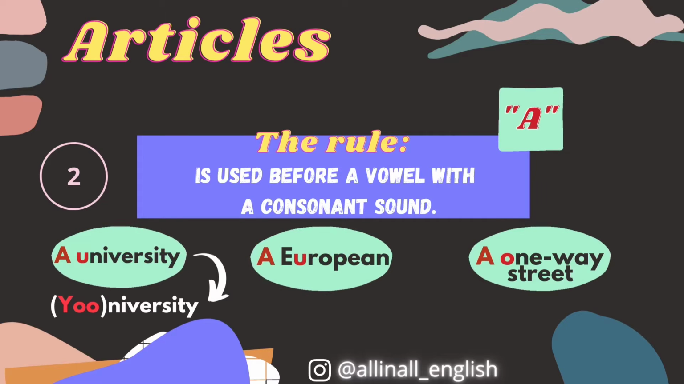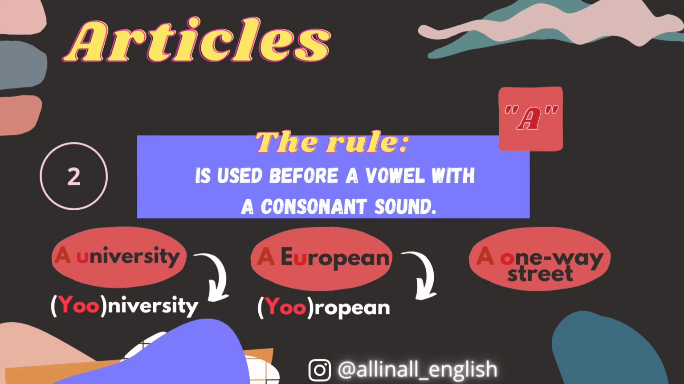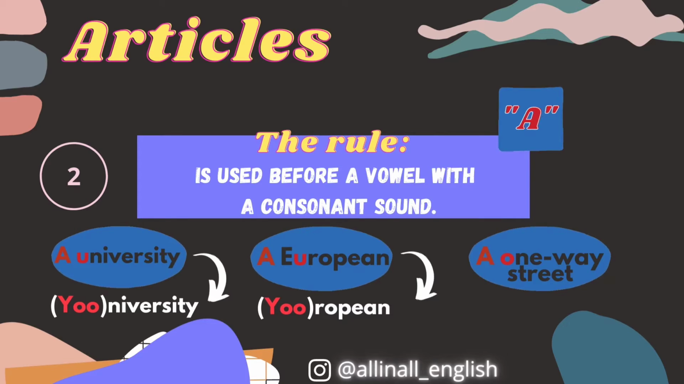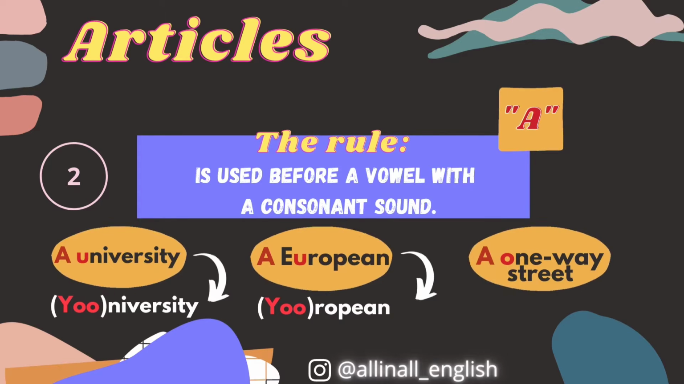We have the word a European, but be careful, the E here is silent, so we will check the letter right after, which is the U. Again, it is a similar case to the first example we just had. So it sounds like we have a Y, not U. We say "yuropean," not "european." So the U is a vowel but has a consonant sound in this example.